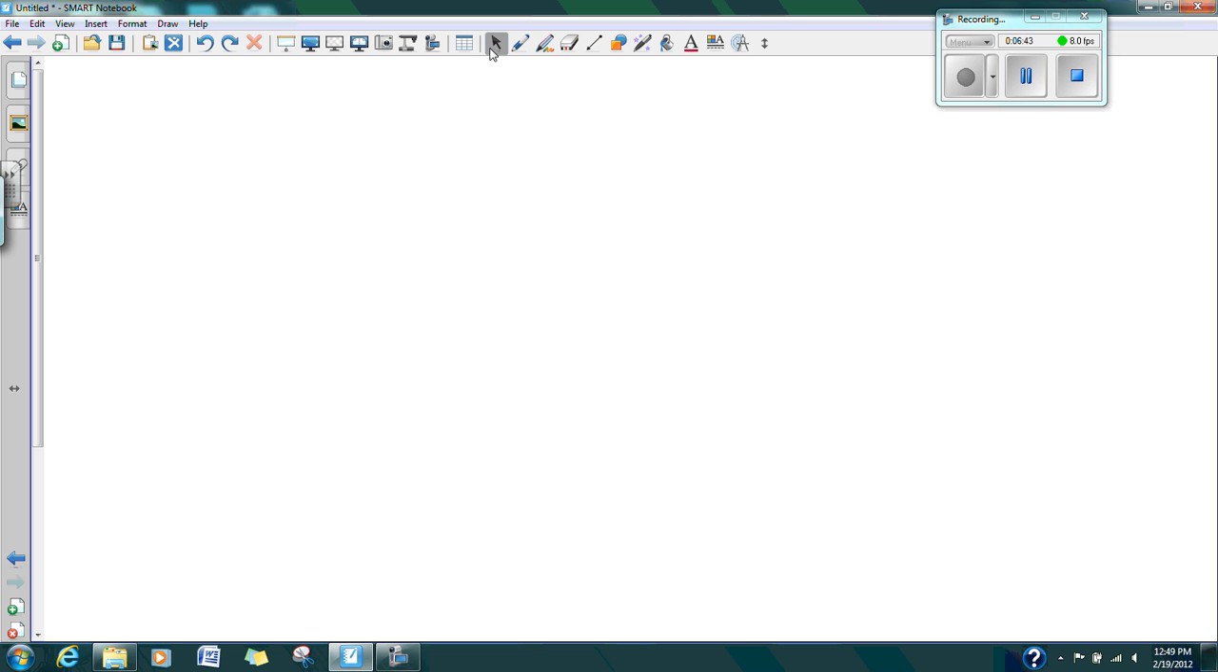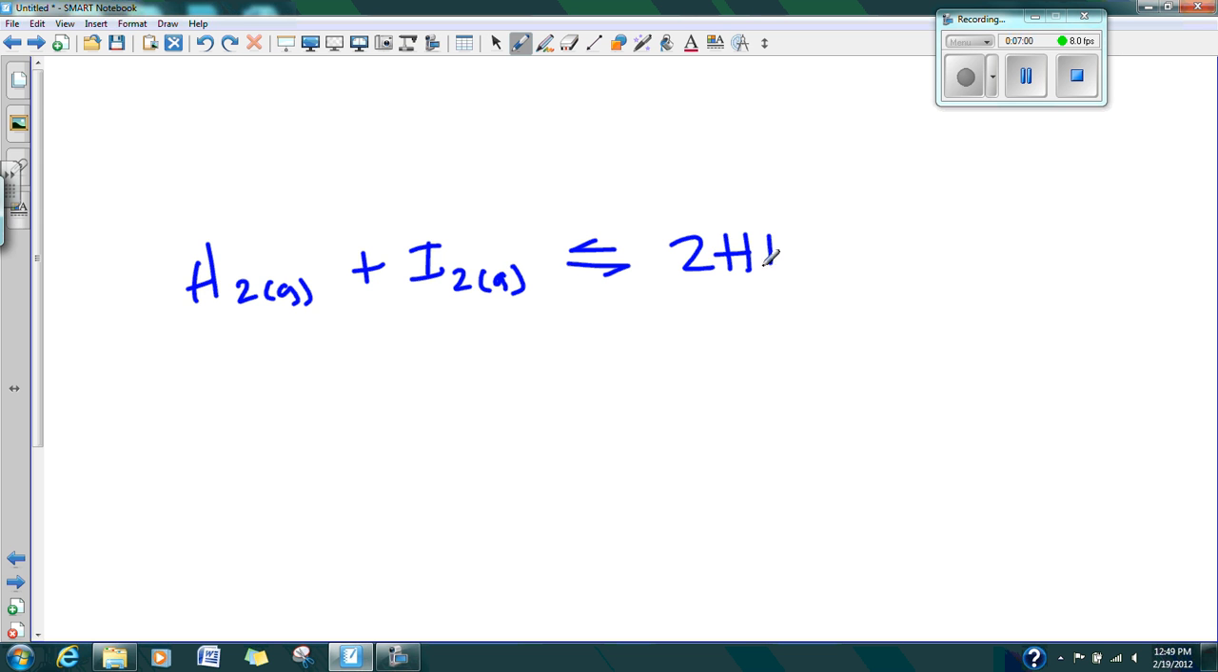Okay, and the last thing that I'd like you guys to do is pay attention to this equation that I'm going to write for you and apply Le Chatelier's principle. So if I have hydrogen gas and iodine gas, which is also diatomic, and it has reached equilibrium, I will have 2 moles of hydrogen iodide in the gaseous phase. All right, my first question is, if I'm applying Le Chatelier's principle and I add more H2, which way is my shift going to be?